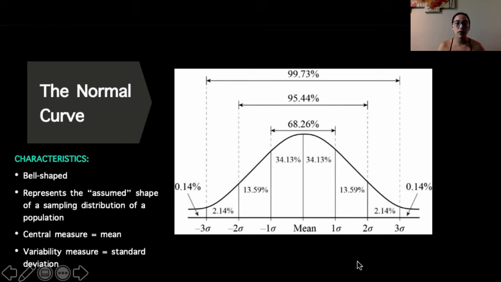So just to show you what the normal curve looks like, most of you have heard of this curve before by means of a bell-shaped curve. Okay, so it's called a bell-shaped curve because it looks like a bell. But in statistics, we also call this the normal curve, and it represents the assumed shape of a sampling distribution of a population.